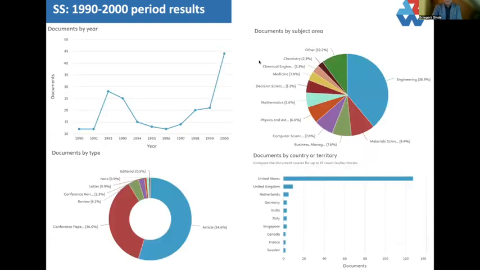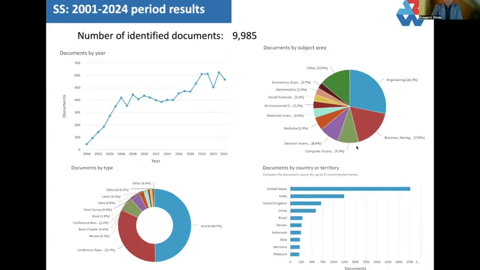Can I have the next slide? So, for example, this is the data for the 1990-2000 period. As you can see, publications from one country only, in fact, dominated: the United States. It changed over time, and the variability of application areas also changed. Initially, it was engineering, but after some time, other application areas emerged. Can I have the next slide, please?